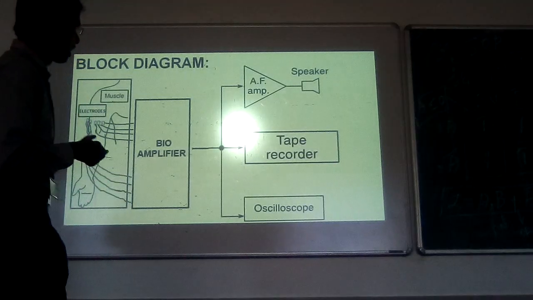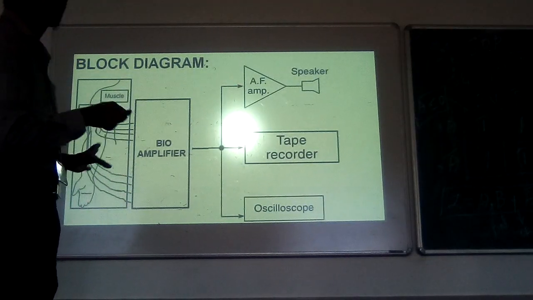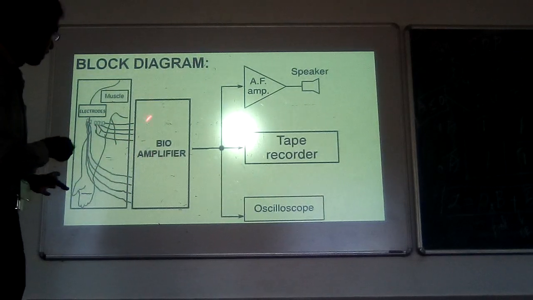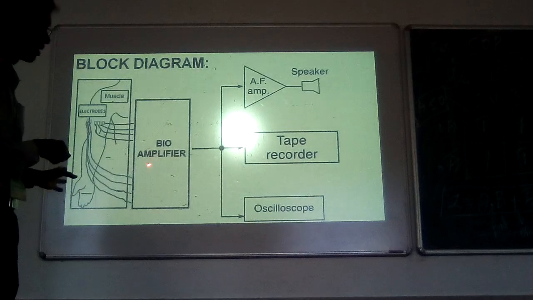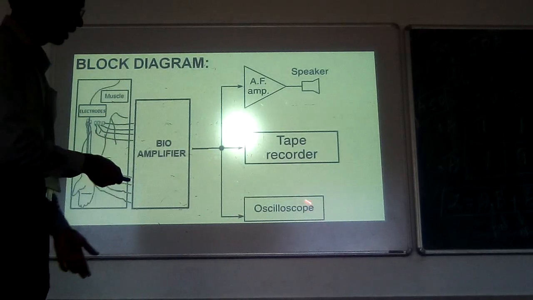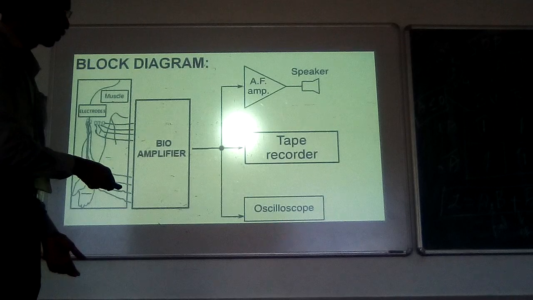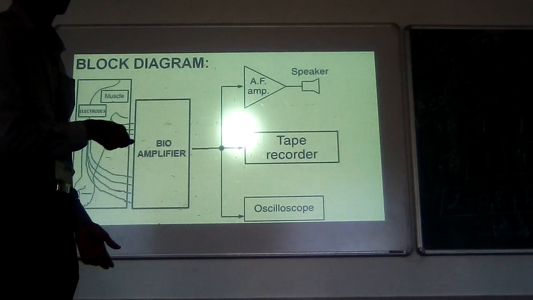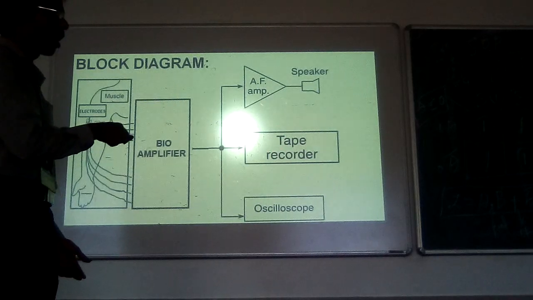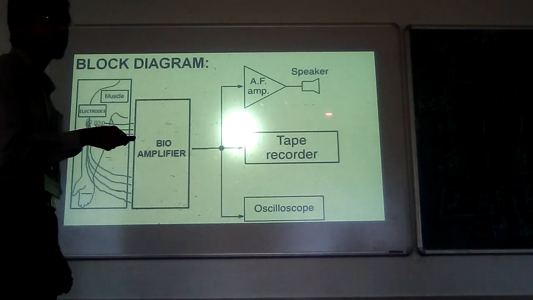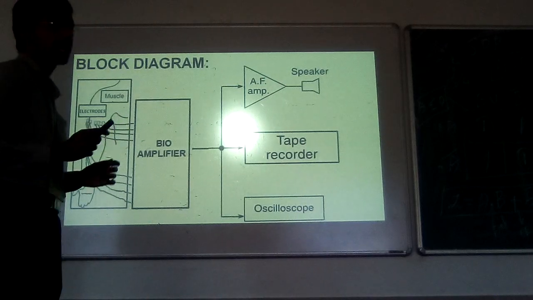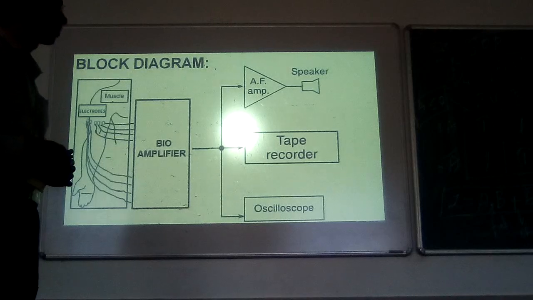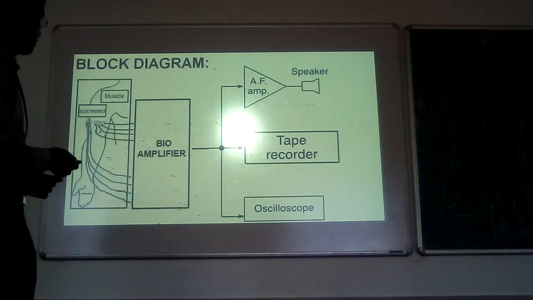So today's block diagram is not so complicated. You have electrodes, the signal is picked up, and from there it goes to bioamplifiers. From bioamplifiers you can directly visualize it in an oscilloscope, or you can give it to a tape recorder, a magnetic or optical disc, or a flash memory, and you can also give it to an audio frequency amplifier and loudspeaker. So that is as simple as that. Is the principle clear? Yes. We'll move on.